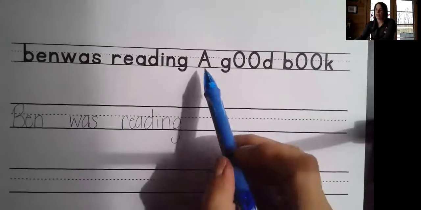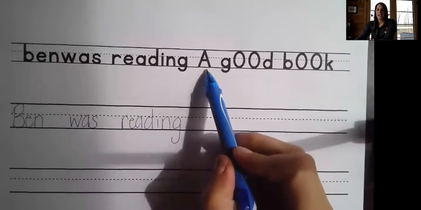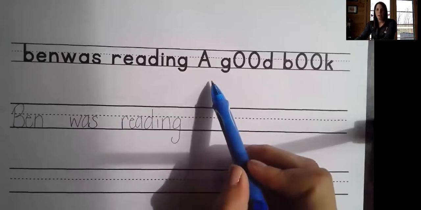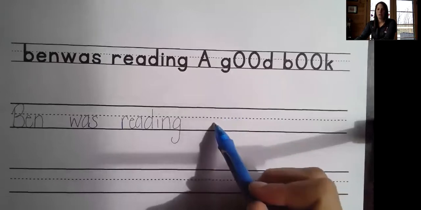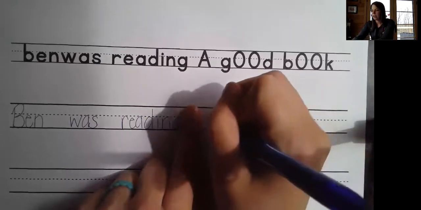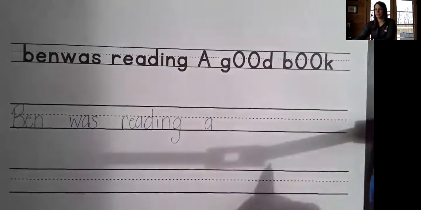Next is the word A. Now, A is an uppercase letter in my sentence, but when I write it, should it be uppercase or lowercase? It should be lowercase because it's in the middle of my sentence. So I need a space and then a lowercase a.